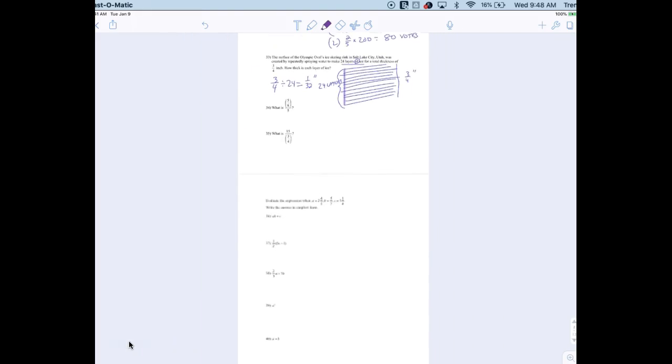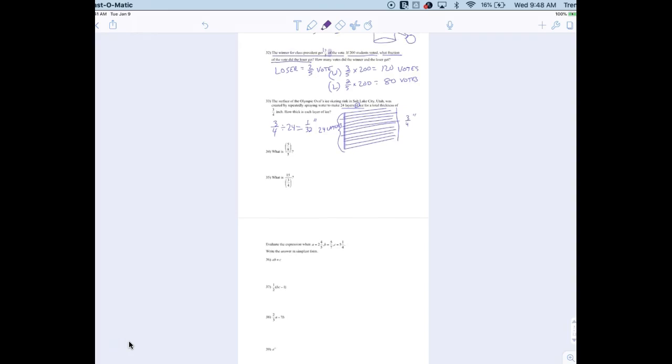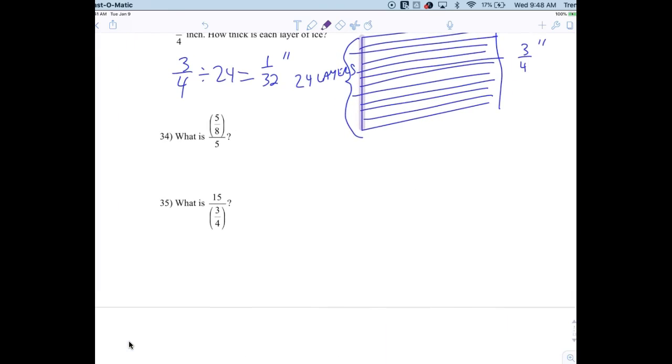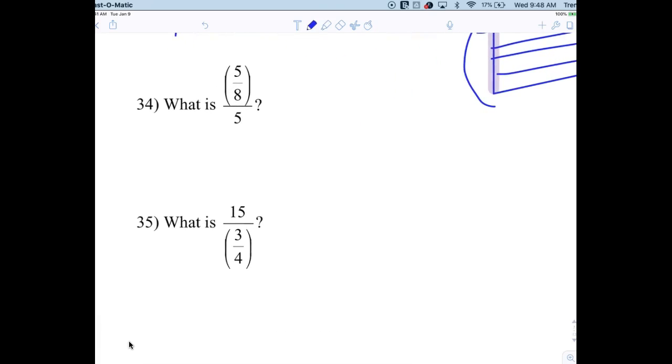All right, I think we're almost at the end here, guys. So, somebody tell me what 34 means. What does 34 mean? Rivers. What does it mean? Yes, that's all it means. 5/8. This is what I'm trying to tell you. It means 5/8 divided by 5. That's a complex fraction. So type it on your calculator. 5/8 divided by 5. And what do we end up with? 1/8.